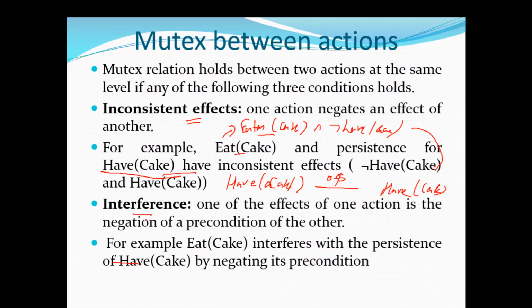Second is interference. One of the effects of one action is the negation of the precondition of the other. Okay. When you perform some action, that is actually negating the precondition of the other. Such things also come under mutex, right? Because if one person is doing, it is affecting the other person, and if the other person is doing, it is affecting this person. So that type of thing is called interference.